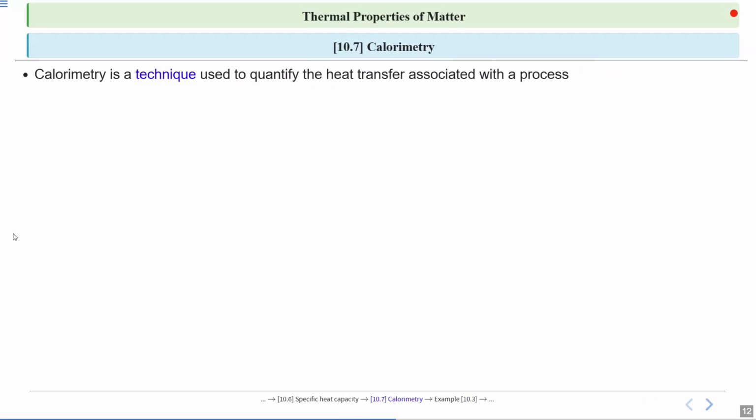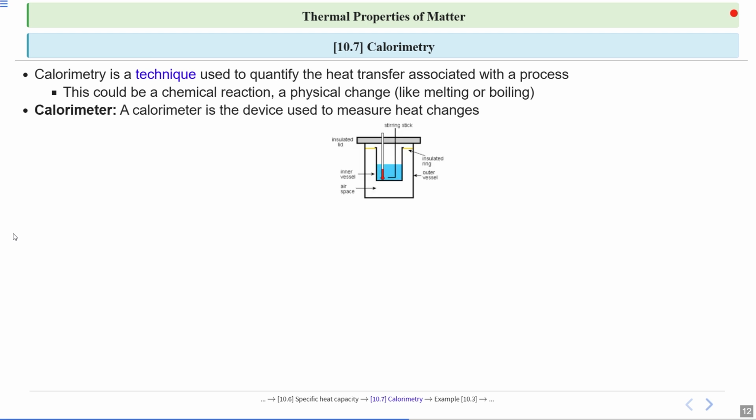Next is calorimetry. So here the question arises: what is calorimetry? Basically, calorimetry is a technique that is used to quantify the heat transfer associated with a process. It is just a technique. This could be a chemical reaction, or a physical change like melting or boiling. And what about the calorimeter? A calorimeter is a device used to measure heat changes, and this is the experimental setup.